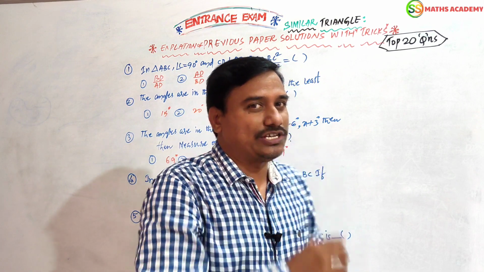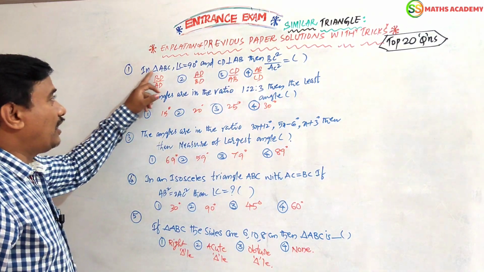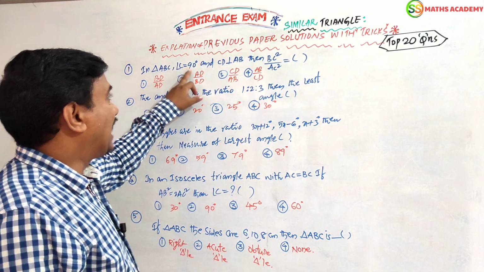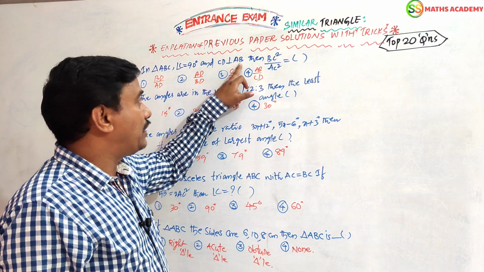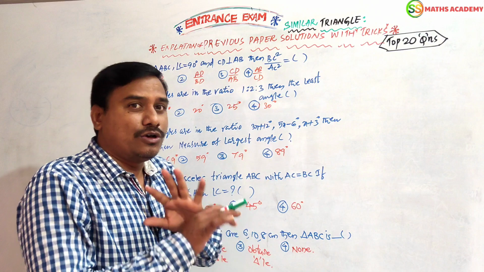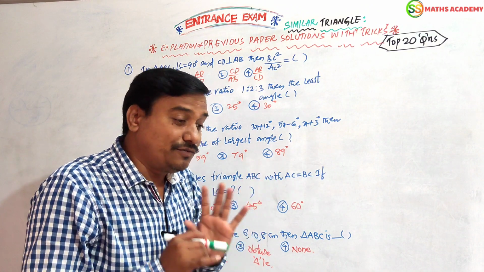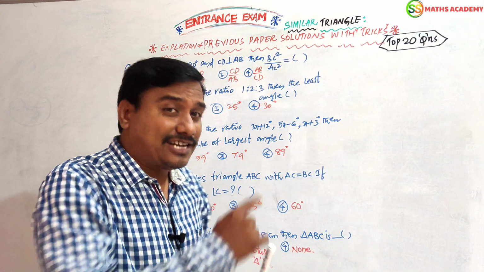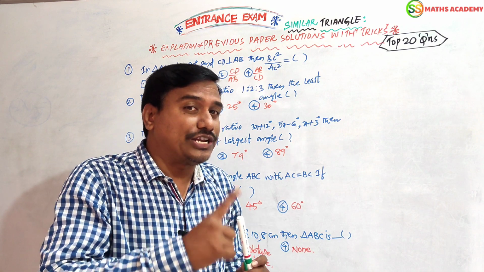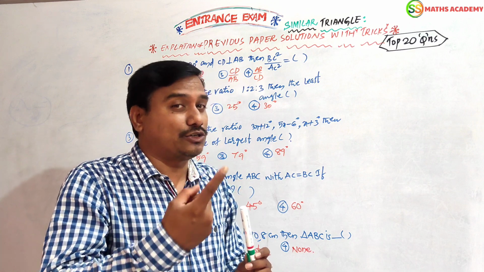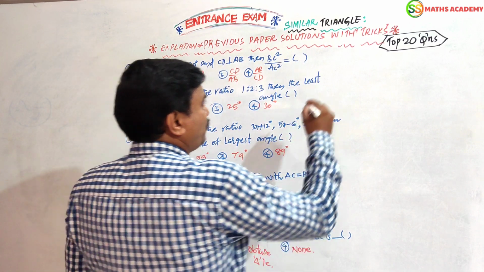Let us see the first question. In triangle ABC, angle C equals 90 degrees and CD is perpendicular to AB, then BC square by AC square. No diagram is given, so we have to draw the diagram. This question is based on the Pythagoras theorem: square of the hypotenuse is equal to the sum of the squares of the other two sides, right? First of all, I have to draw a diagram.